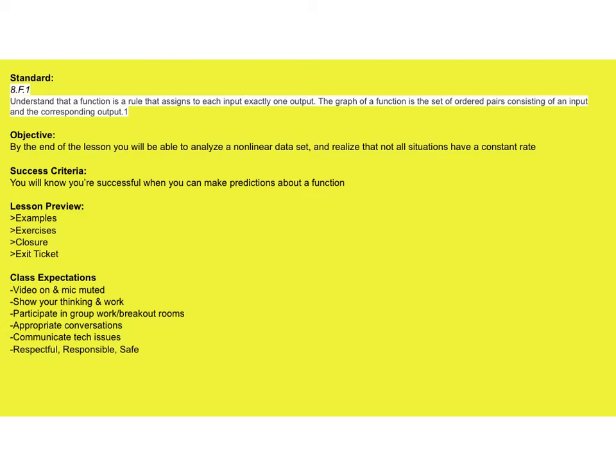analyze non-linear data sets and realize that not all situations have a constant rate, and you'll know you're successful when you can make predictions about a function. This lesson is going to go a little bit differently. We're not going to have as many examples and exercises. It's a lot of just like me showing you things and you drawing conclusions from them. So just make sure you're paying attention as we go through today and writing everything down that I write down.